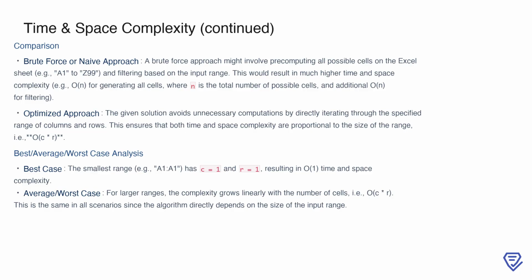When analyzing best, average, and worst-case scenarios, the best case occurs when the range contains only one cell, like A1, where both C and R are 1, resulting in O(1) complexity. For average and worst-case scenarios, the complexity grows linearly with the range size, as the algorithm's performance is directly tied to the number of cells it processes.